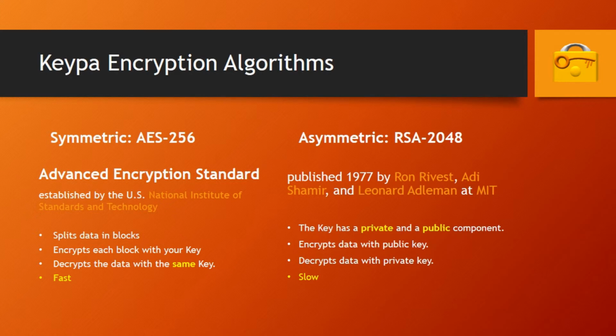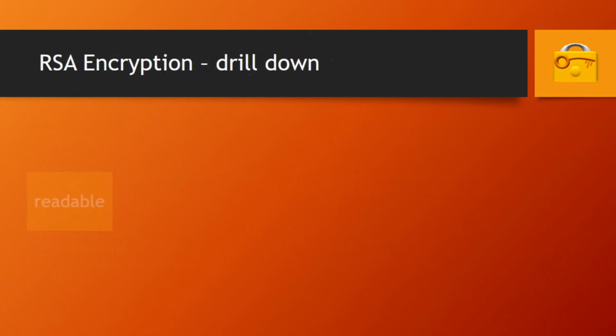The other one is the RSA 2048, published at the MIT. It uses different keys, which is why it's called asymmetric. And the problem is, it's slow, about 1,000 times slower than the AES. That runs us into trouble a bit. And that's the way we get around.